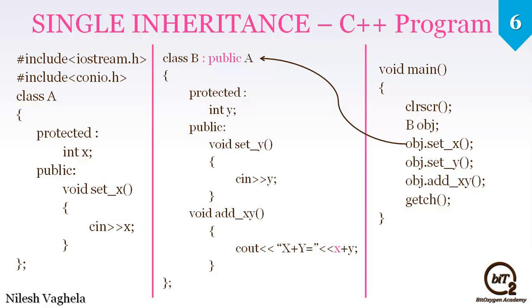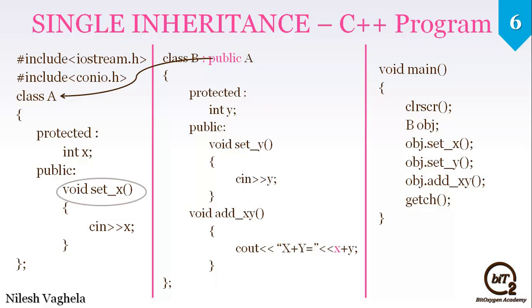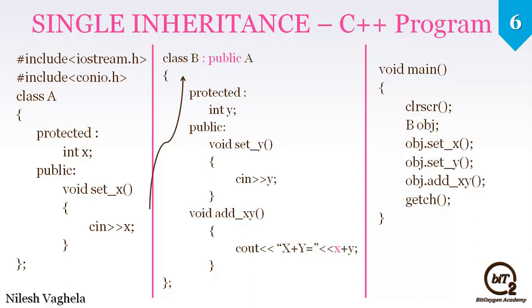But before searching set_x in class B, inheritance is applied, so it will directly jump to class A. In class A, it will search for set_x and it will find set_x. So the function will be executed and the value of x will be stored in integer x. Now the control will come back to class B.